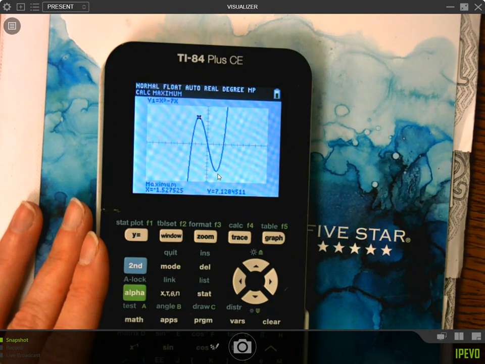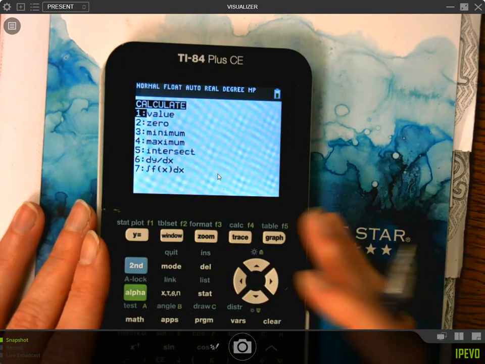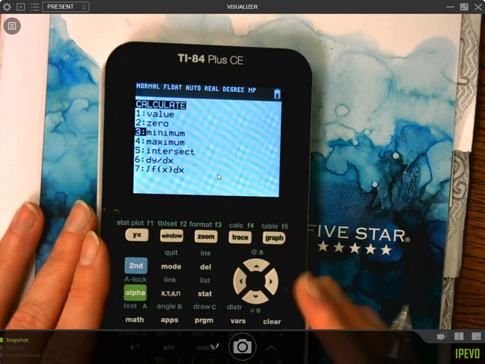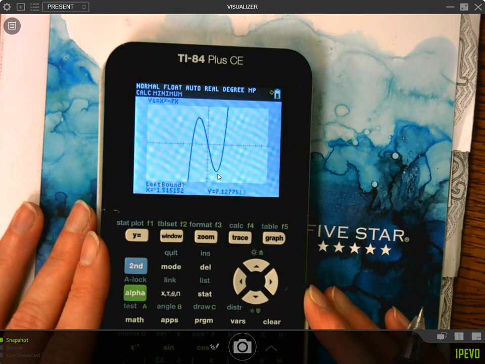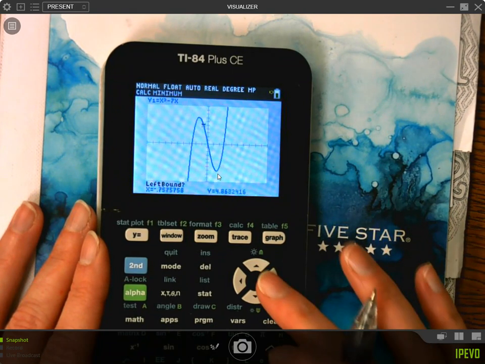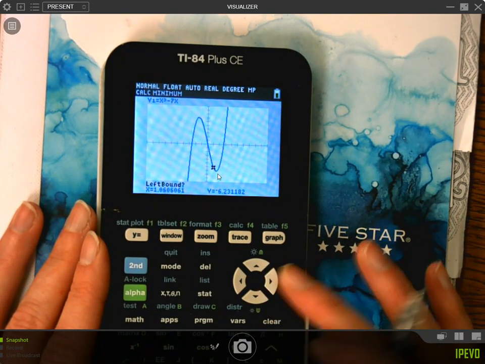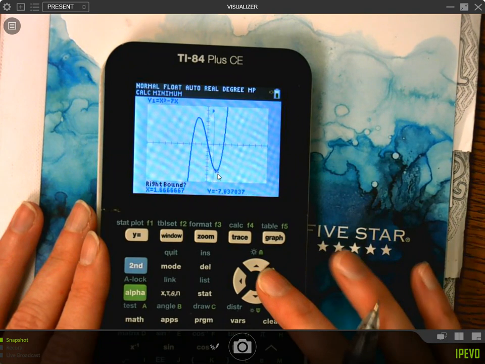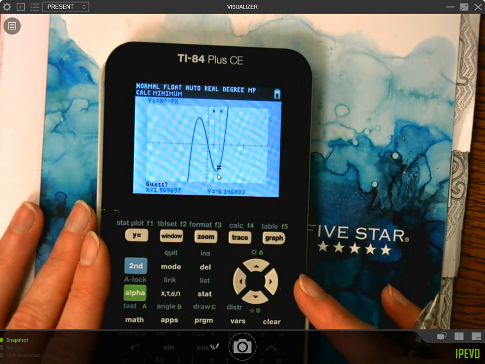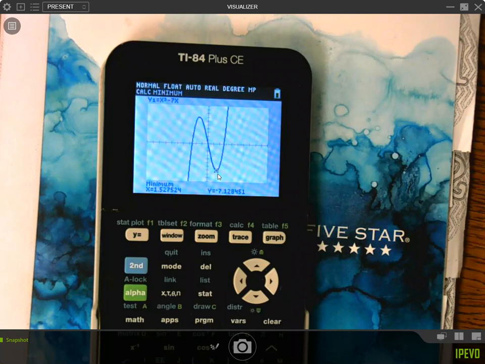Alright, so then let's go figure out the minimum. I'm writing these down so I don't forget, so that when I go back to the slideshow I can put them in the right place. Alright, minimum. So now we're going to move to that low point. We're going to stop a little to the left, pass it up so we're a little to the right, hit enter for a guess, and we're at about 1.5 and negative 7.1.